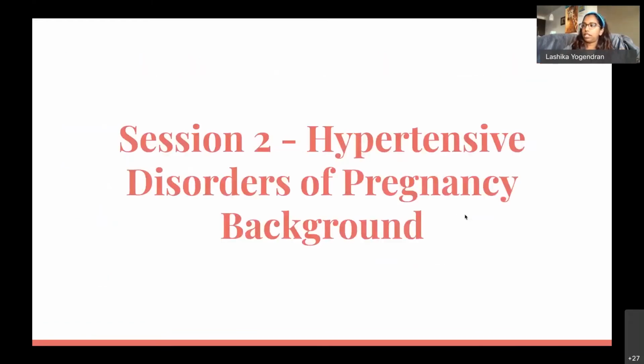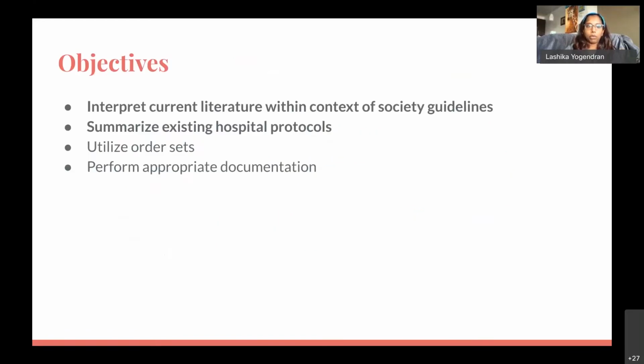So, going on to what we're going to talk about today. We'll be looking at some current literature within society guidelines, summarizing protocols, and then the last two we'll talk about at our next session.